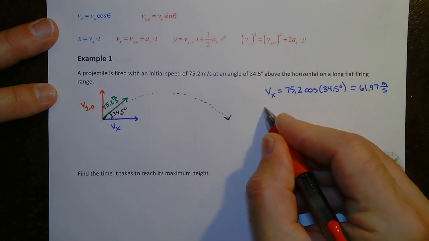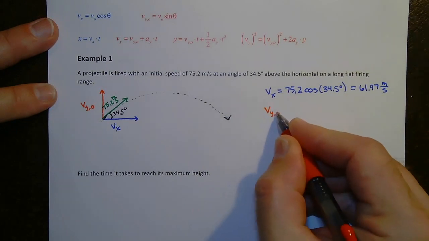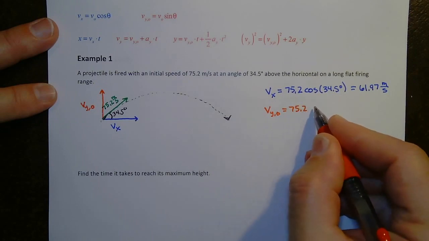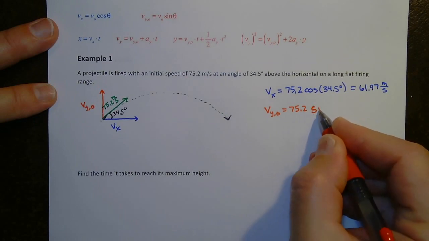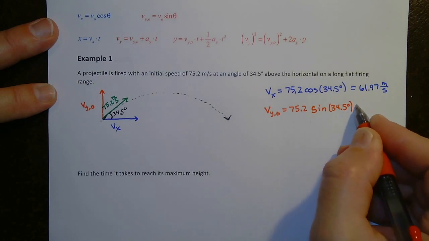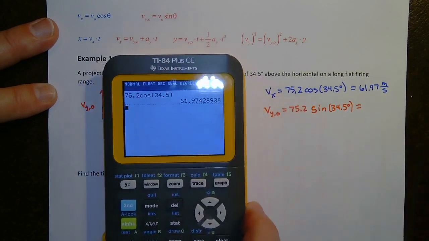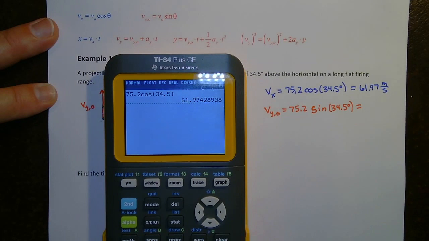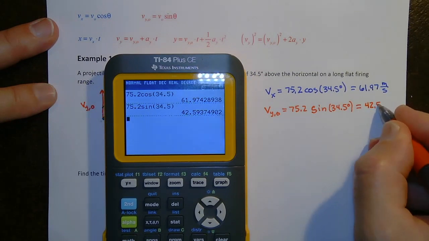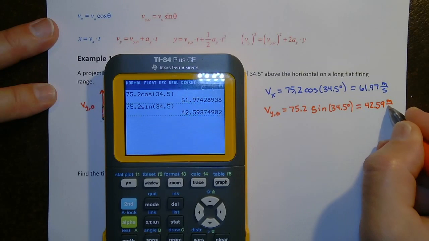And then we have v sub y original, and that would be 75.2 meters per second, sine of 34.5 degrees. And then we're going to put that into our calculator. Okay, so 75.2 sine of 34.5. And we get 42.59. And that's meters per second.